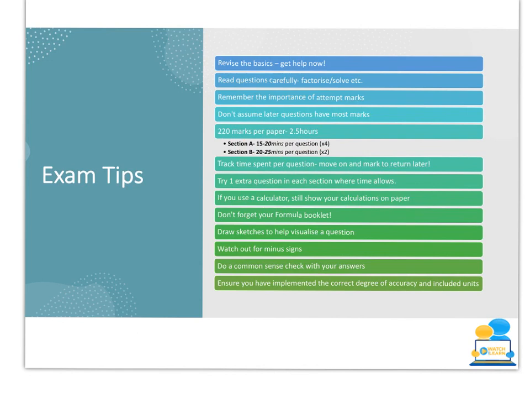Which I know seems very straightforward, but it is important just to remember. Don't forget your formula booklet. Now, obviously, you're going to be given a formula tables. I don't mean don't forget the physical one on the day.